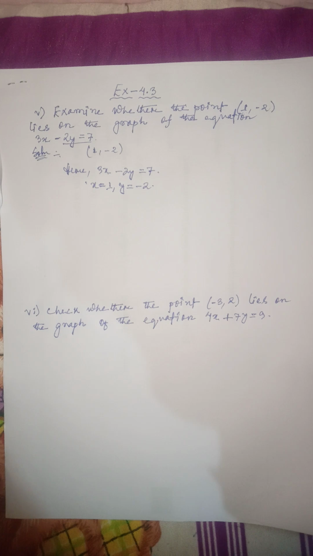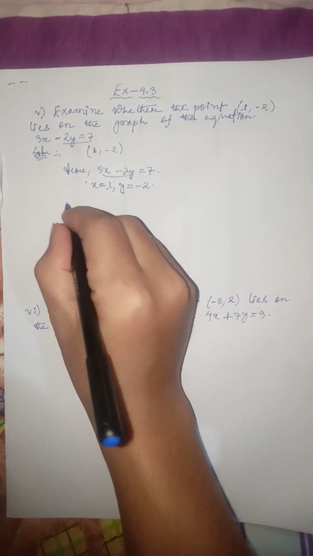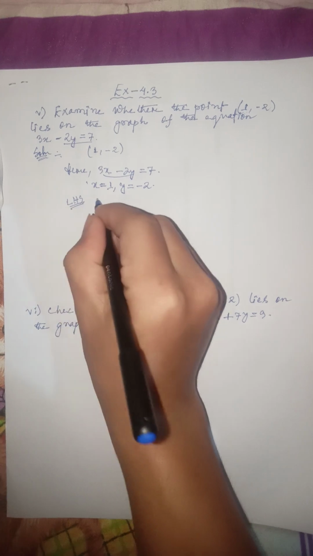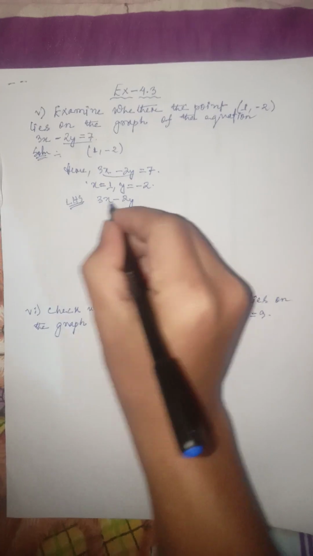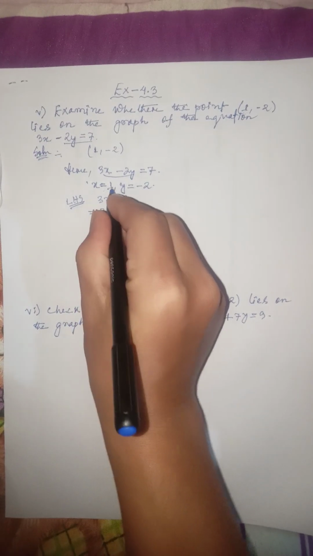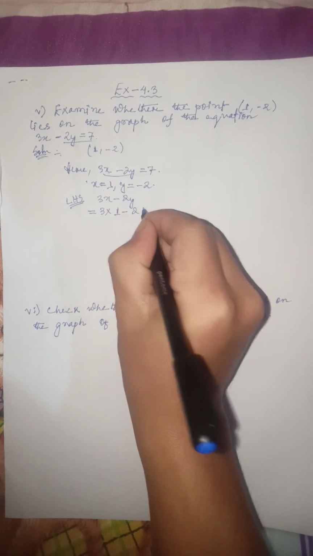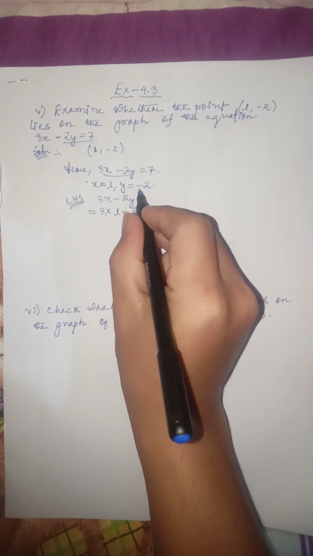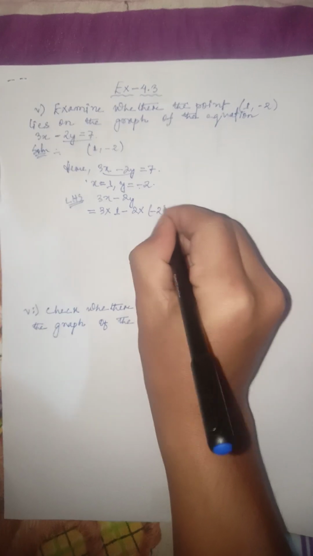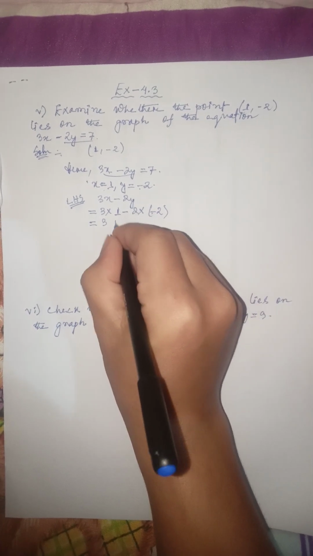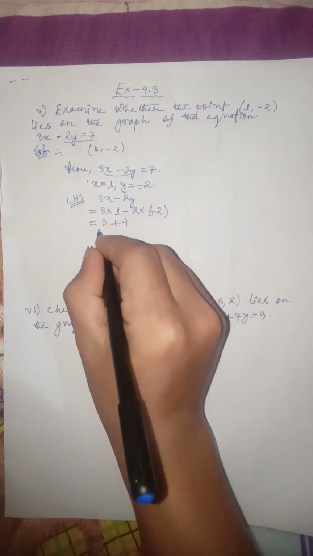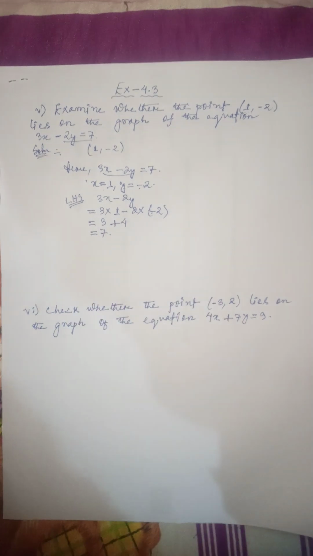Now, in order to solve according to the definition that we just discussed, let me write the left hand side: 3x minus 2y. What is the value of x that we got? It is 1. What is the value of y that we have? It is minus 2. 3 times 1 will give you 3, and minus into minus, it will be plus. 2 times 2 is 4, and 3 plus 4 will give you 7, right?